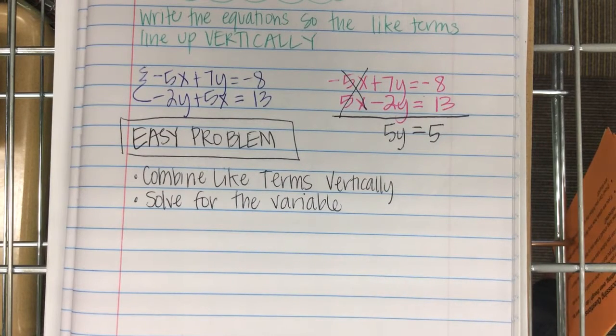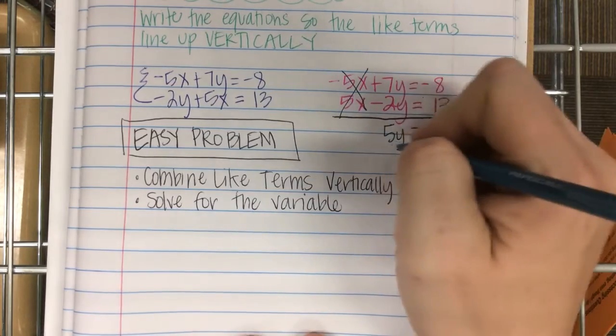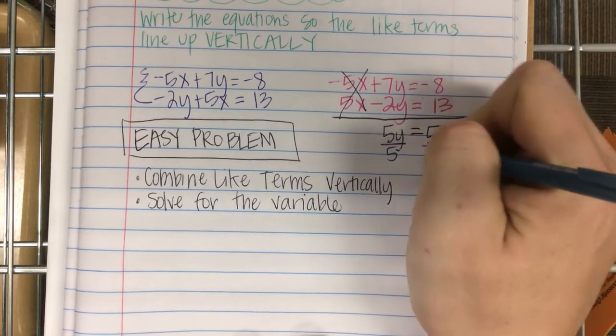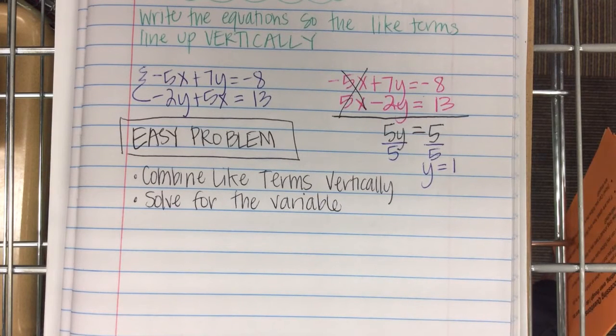Zoe, do you do negative 8 minus 13 or do you just do negative 8 plus 13? Plus 13 because it's a positive 13. Okay, so you don't subtract? Nope. Solve for the variable. So divide by 5. So y equals 1. I'm halfway there.